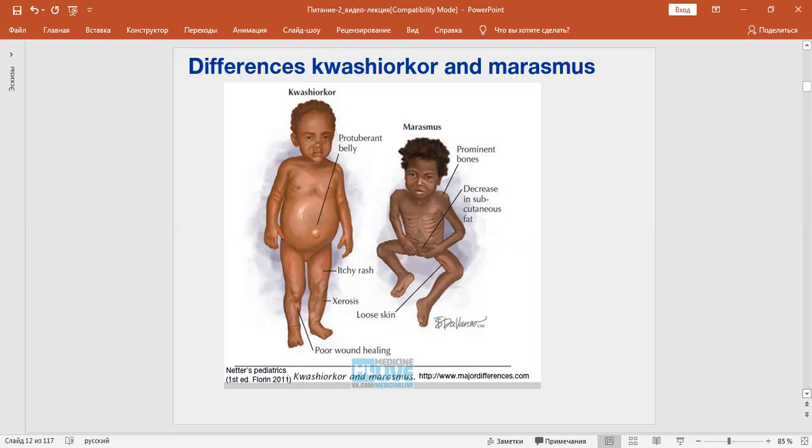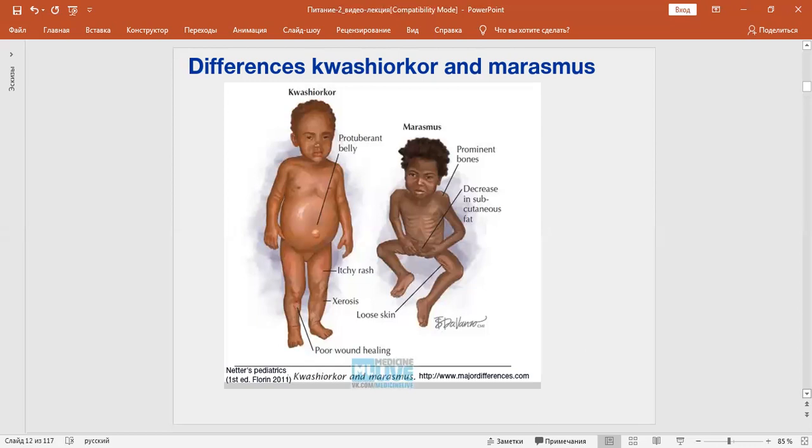Subcutaneous fat is preserved only in kwashiorkor, not in marasmus. Edemas and ascites are present in kwashiorkor, not in marasmus. The hair color changes only in kwashiorkor. In marasmus, hair may be unchanged or may be absent. Children with kwashiorkor have an enlarged fatty liver, whereas children with marasmus do not. Ribs become very prominent in children with marasmus.